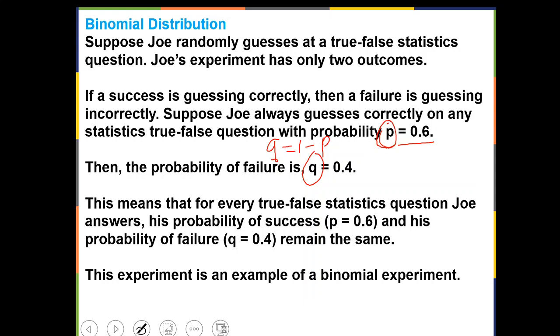This means for every true-false stat question Joe answers, his probability of success is 60% and probability of failure is 40%. So this experiment is an example of a binomial experiment. Now, if you do it many, many times, maybe n times, then we have a probability distribution.